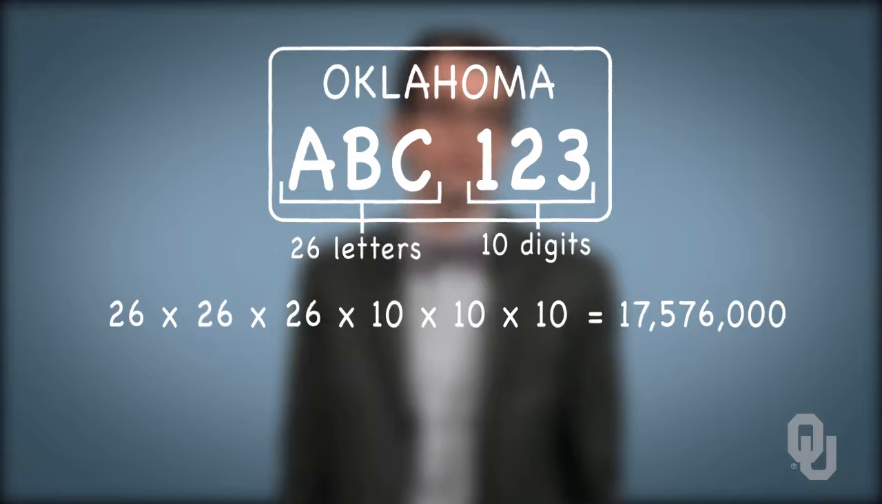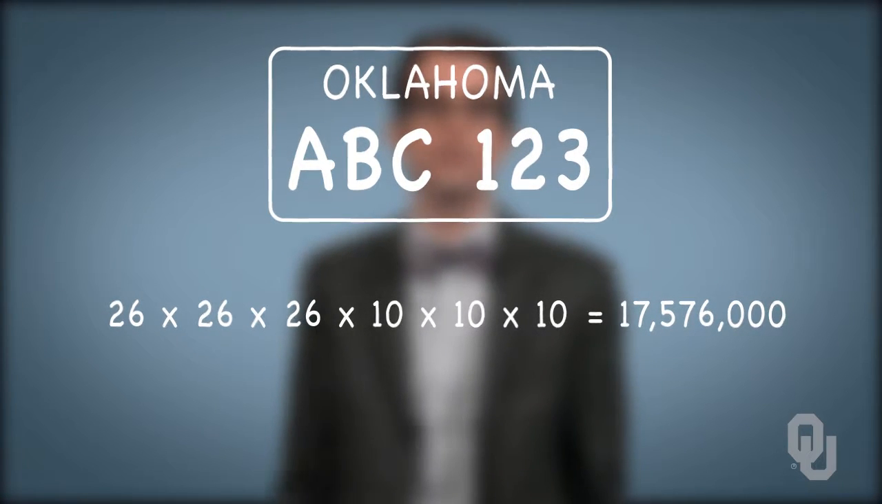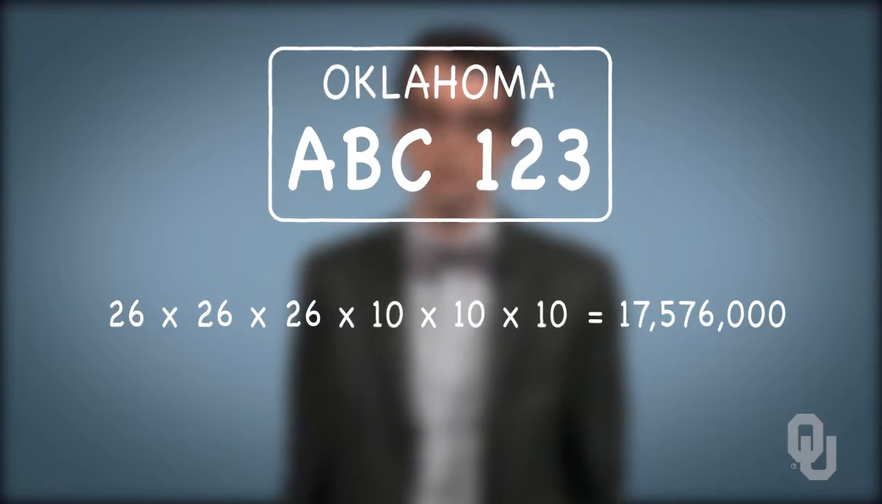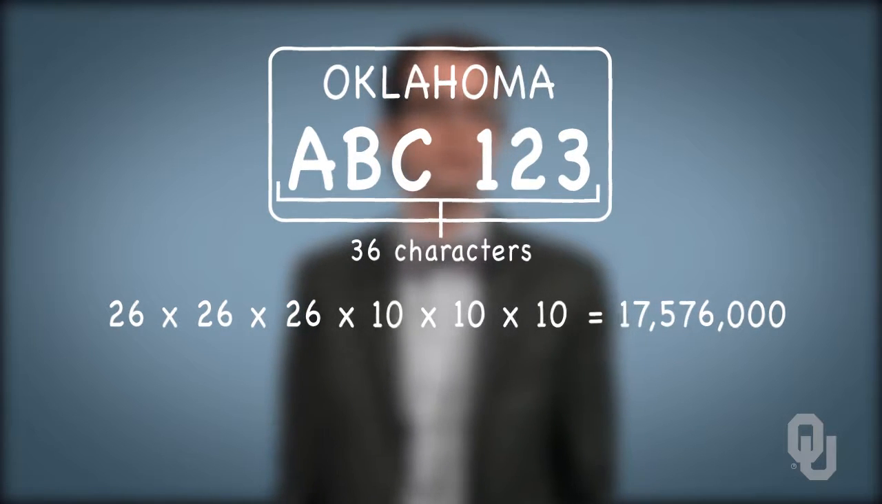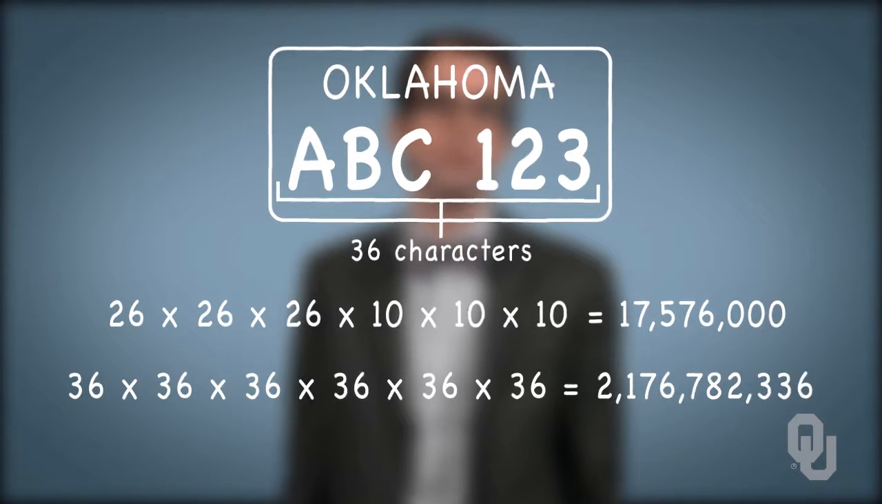17,576,000. Alternatively, let's say that the 6-character license plate can be made up of any letter or any number for all 6 characters. For any one character, there are 26 letters and 10 numbers, or 36 possible characters. Therefore, the number of possible license plates is 36 to the 6, or just over 2.1 billion possibilities.